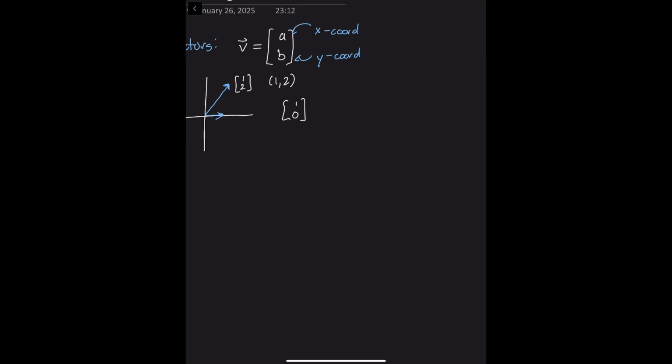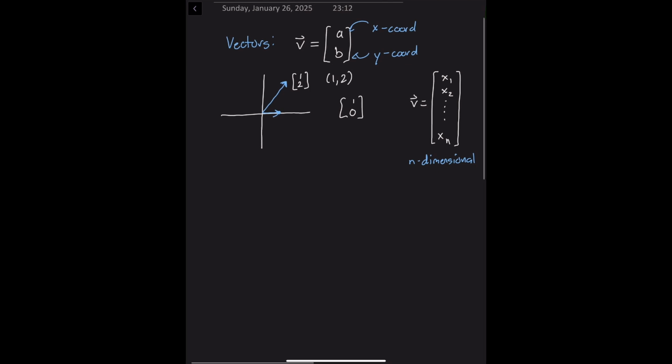And vectors can be any kind of dimension. So we could also have a vector with many entries: x sub 1, x sub 2, and it could go all the way down to some arbitrary number of entries in the vector. So this would be an n-dimensional vector. That's not really super important right now, but we will get to that.